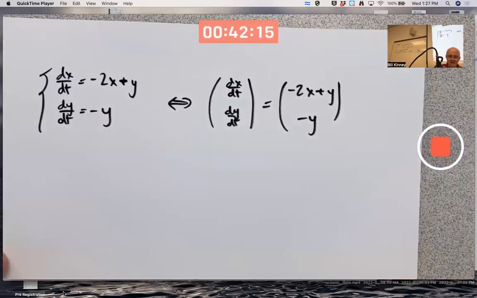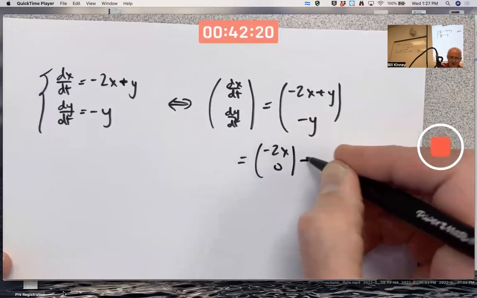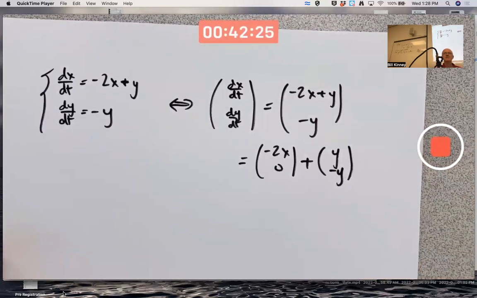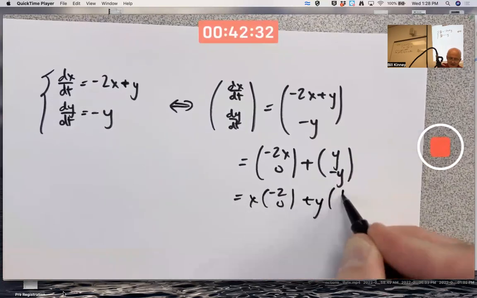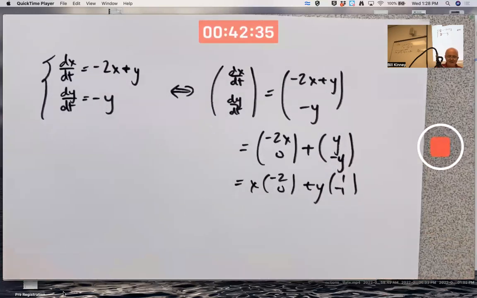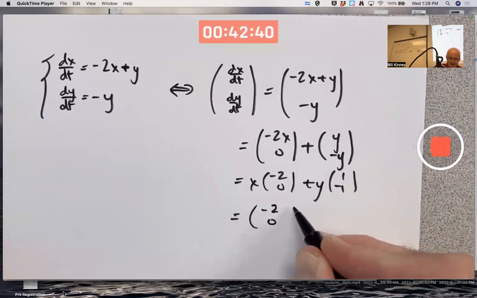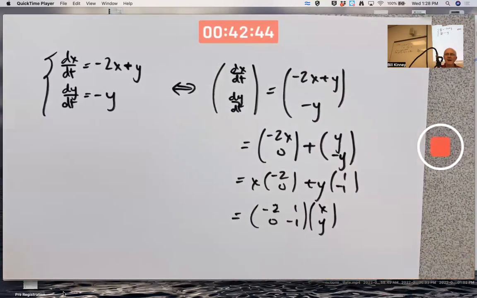And you could break this vector apart into pieces, one piece only involving x and one piece only involving y, just like we did half an hour ago with the linear system of algebra equations. Factor out the x, factor out the y, and that by definition is the same as a matrix times a vector. Just like with the purely algebra example, no differential equations, with the other example.